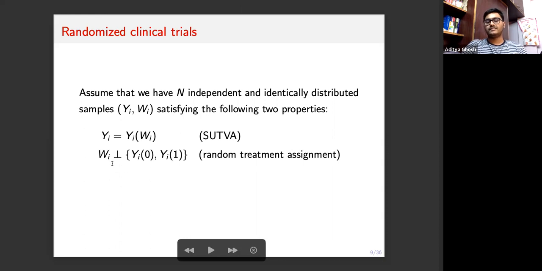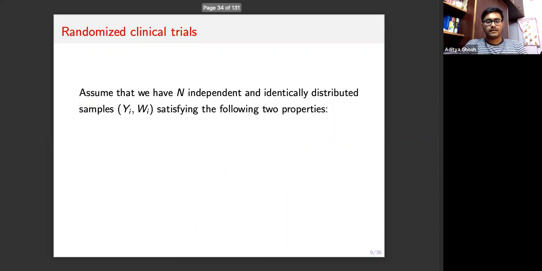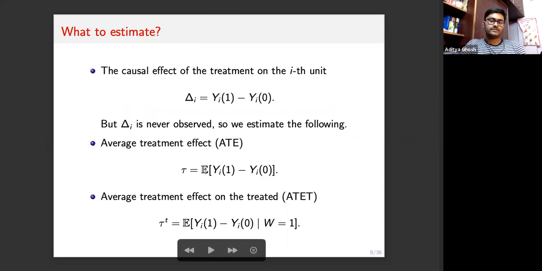That is, Wi will be independent of, this is the notation for independence, Wi will be independent of Yi(0) and Yi(1). And we may assume that among the n units, there are n1 who are treated and n0 who form the control group. So in this setting, what should be an estimator of this quantity?